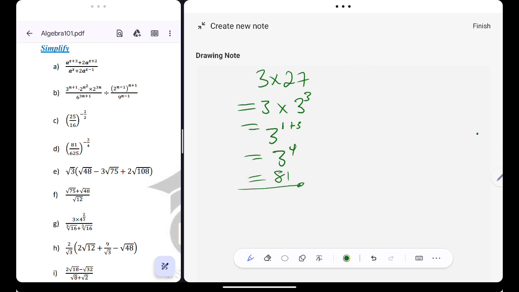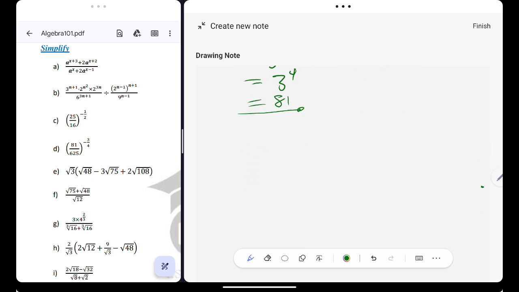So on the first law, just know that if ever you are multiplying bases that are the same, just take one of the bases and add the exponents. Then let's go to law number 2.